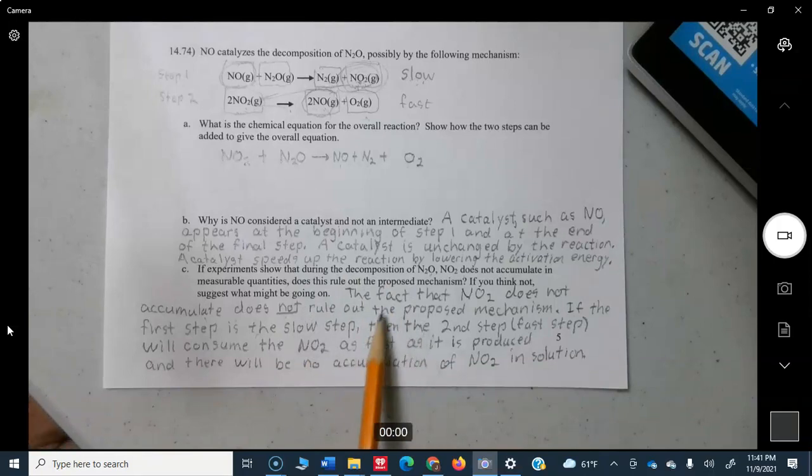So by the way, this is the way you would want to write an AP answer. Okay, you want to state your answer right up front. Don't get into all the reasoning at first and then leave the final answer for the end. Just start off stating this at the beginning. The fact that NO2 does not accumulate does not rule out the proposed mechanism. Bam, that's the answer to the question. Be sure you write your answers in that form.